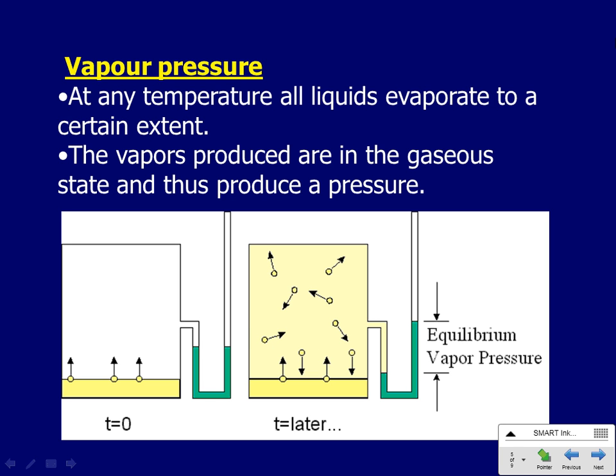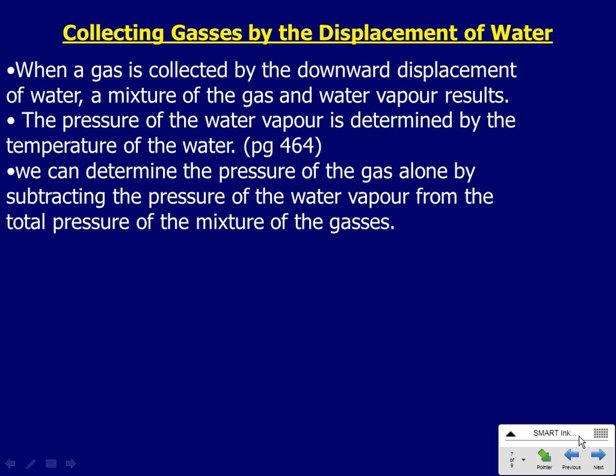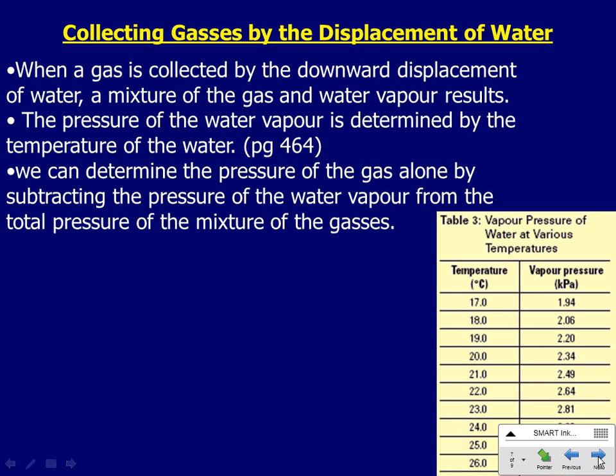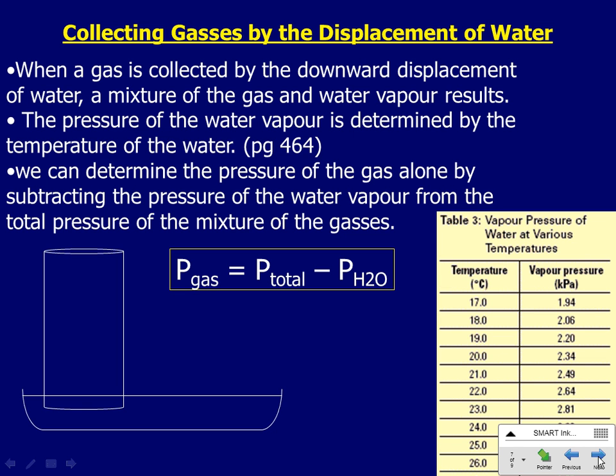In this case, we're worried about vapor pressure because we collect gases by pushing water down. It's called the downward displacement of water. So let's talk a little bit about how we collect gases. So you can write that big paragraph down.